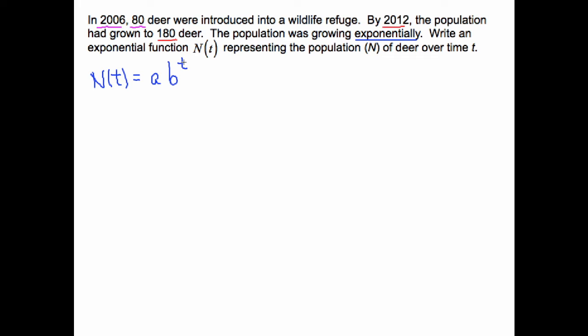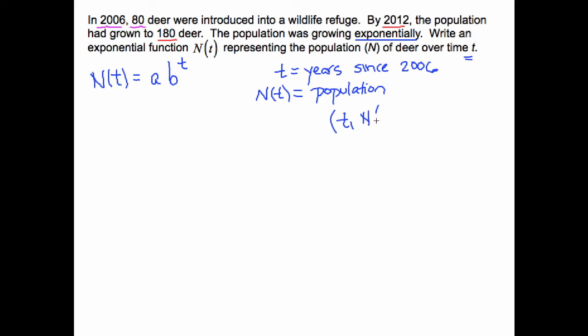So what's our domain? That would be time. So let us choose time to be the number of years since 2006. What is the range? What is the output going to look like? Well, that would be N of t, and that's the population of deer for a given value of t. Now, the ordered pairs would be in the form of t, N of t.